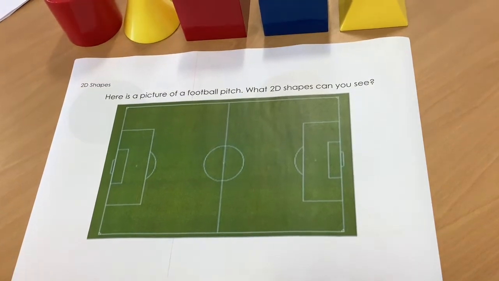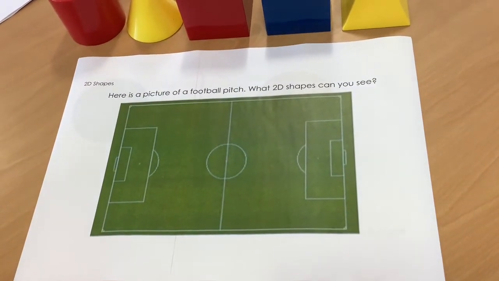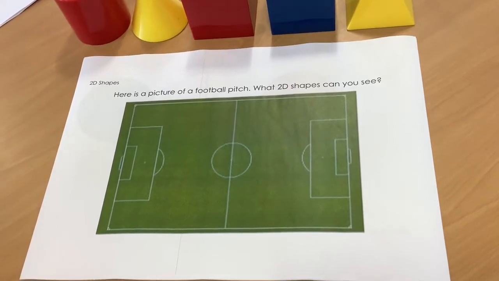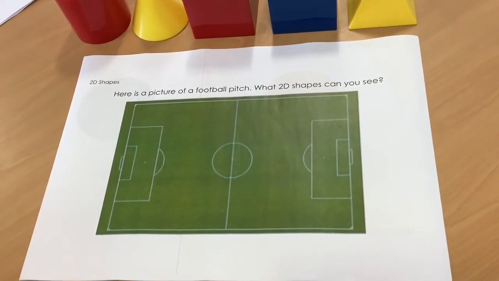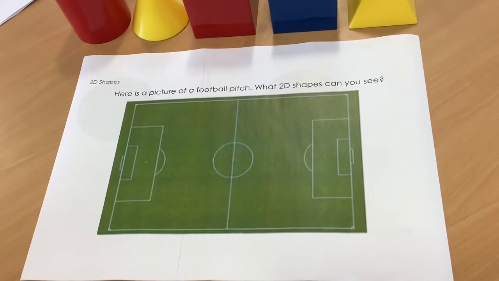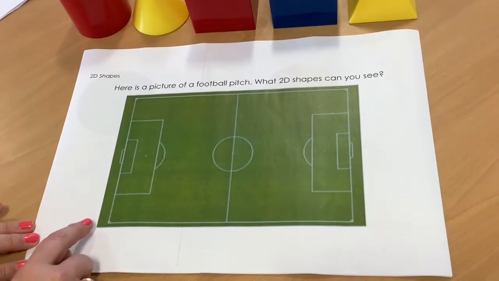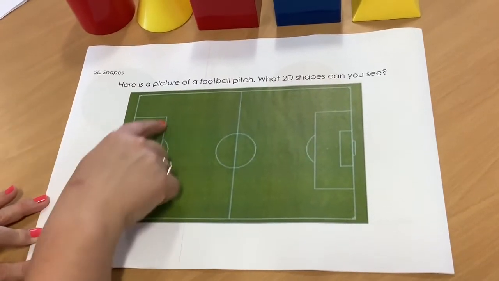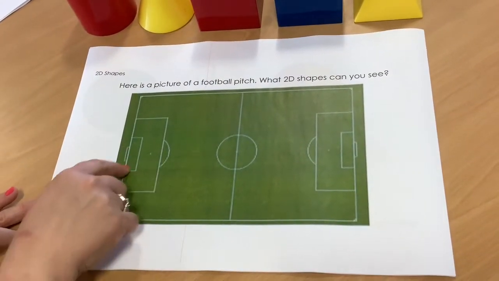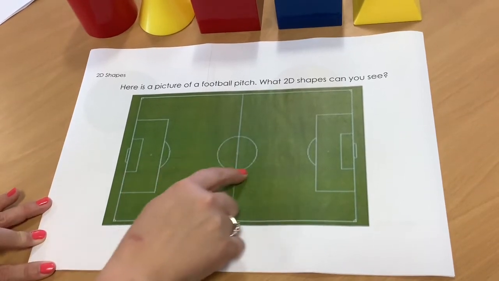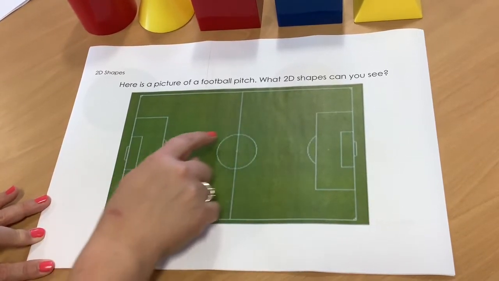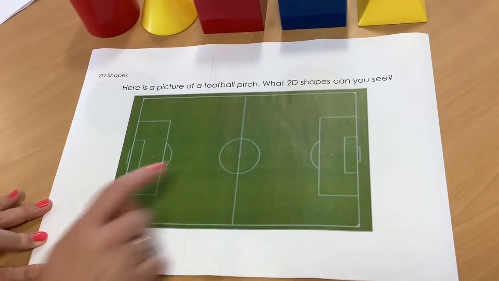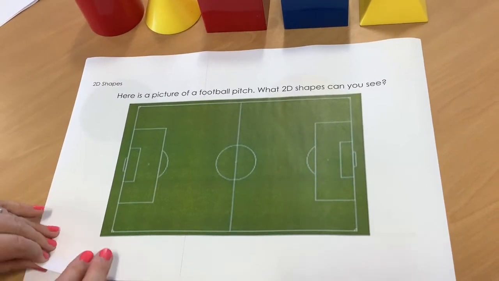So I'd like you to have a look at this picture of a football pitch and pause the video. Count how many 2D, two-dimensional shapes can you see? So there are quite a few. We've got rectangles, and we've got different sizes of rectangles. We've got circles, and if you look at the line down the middle of the circle, it creates another shape. So we'll look at that in a bit more detail.